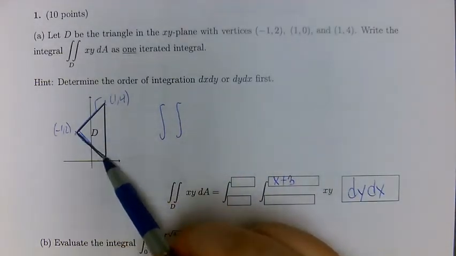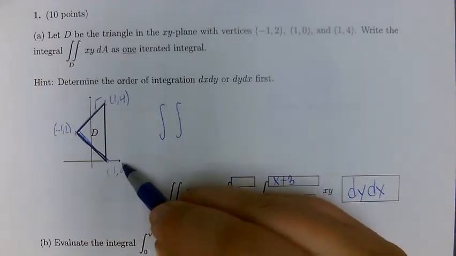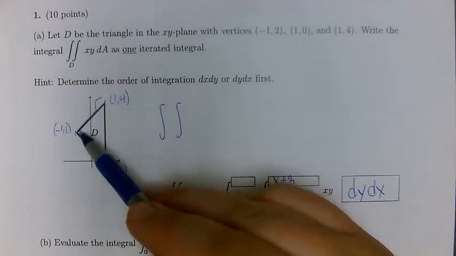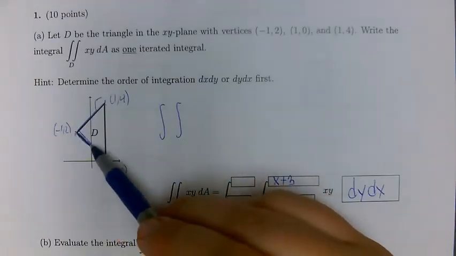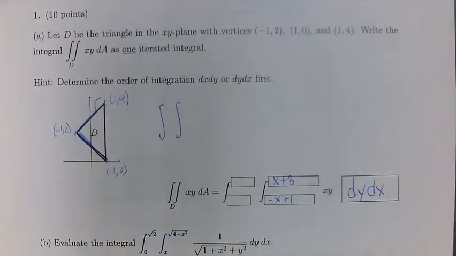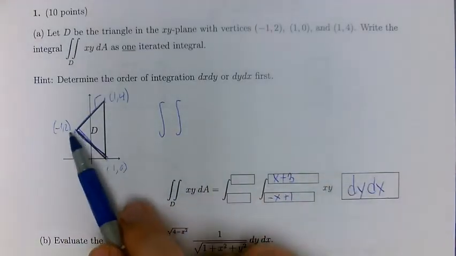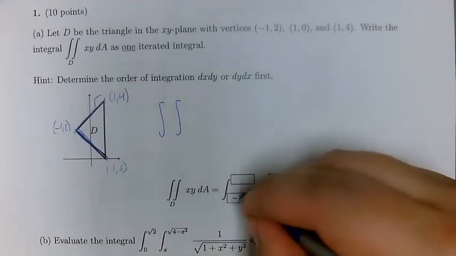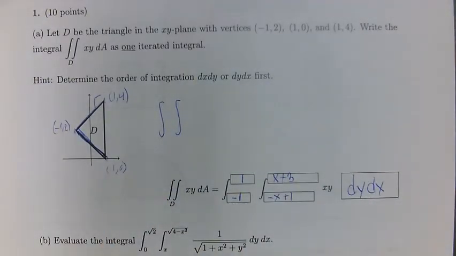Meanwhile, this one has a slope of negative 1, since we go down to (1, 0). So this has a slope of negative 1, and the y-intercept here is halfway between 2 and 0, which is 1. So this is going to be negative x plus 1 right there. And then finally, we just write the x values that we go between. That means we're going to go between negative 1, our lowest x value, and 1, which is our highest x value.